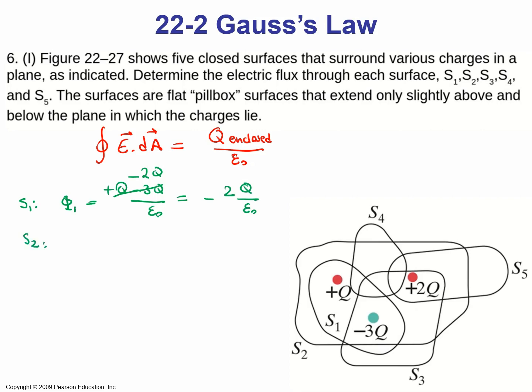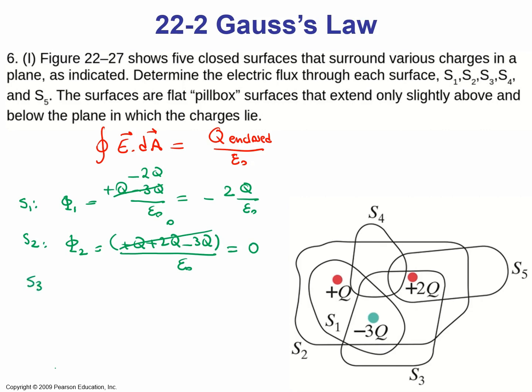For the second surface, S2, it is enclosing the plus Q, the plus 2Q, and minus 3Q. So the total net charge inside the surface S2 is 0. So phi 2 is plus Q plus 2Q minus 3Q divided by epsilon naught. Total of the charges are 0, so the total flux is 0.